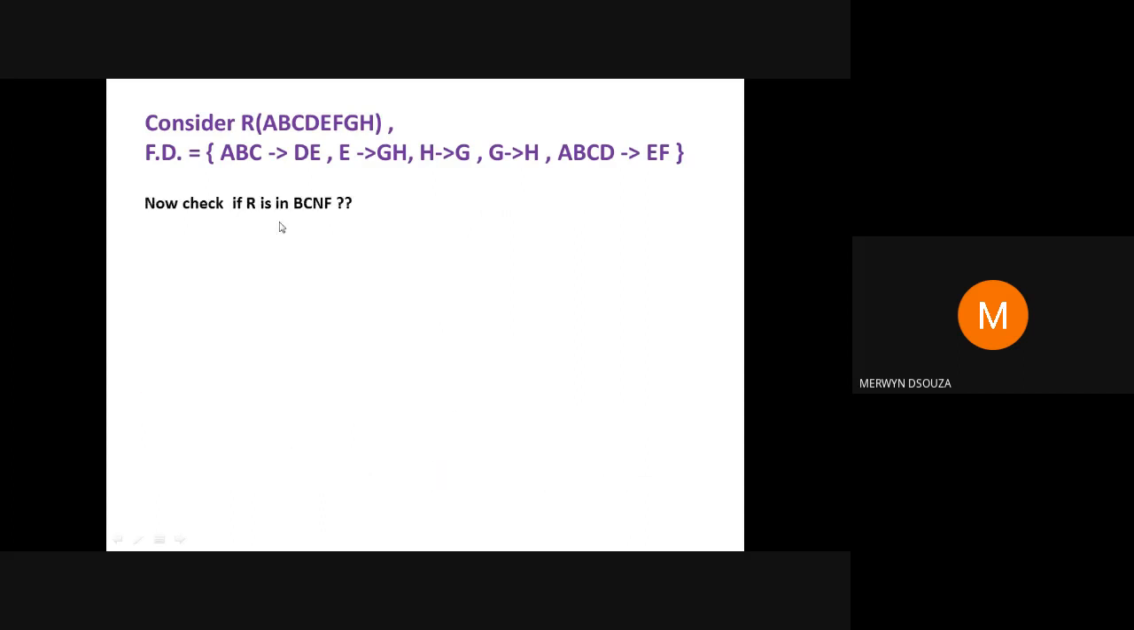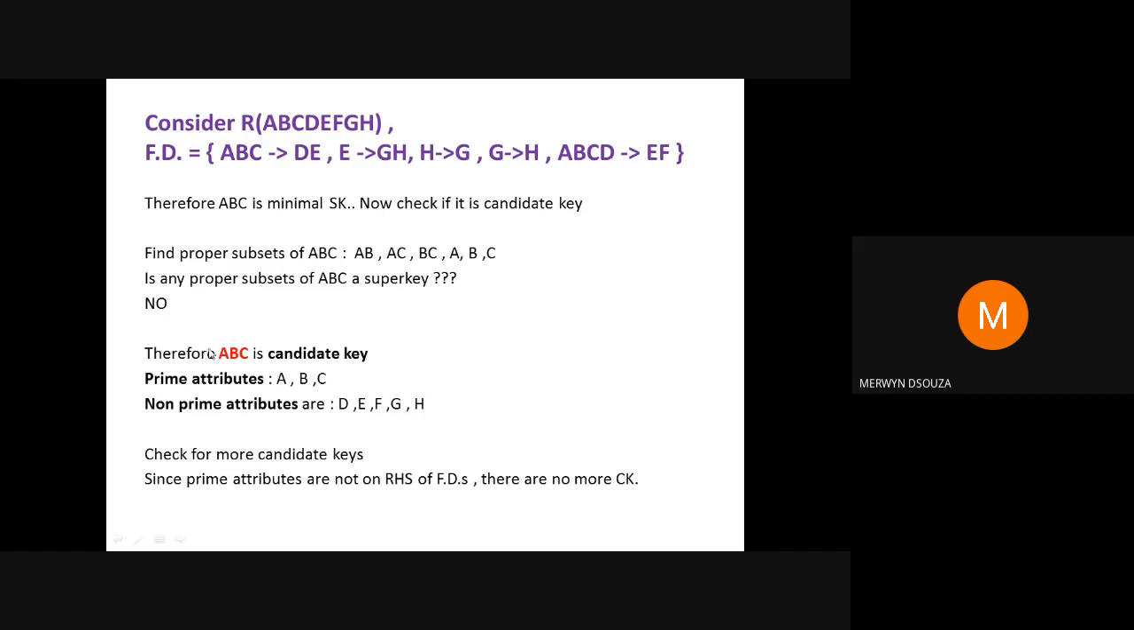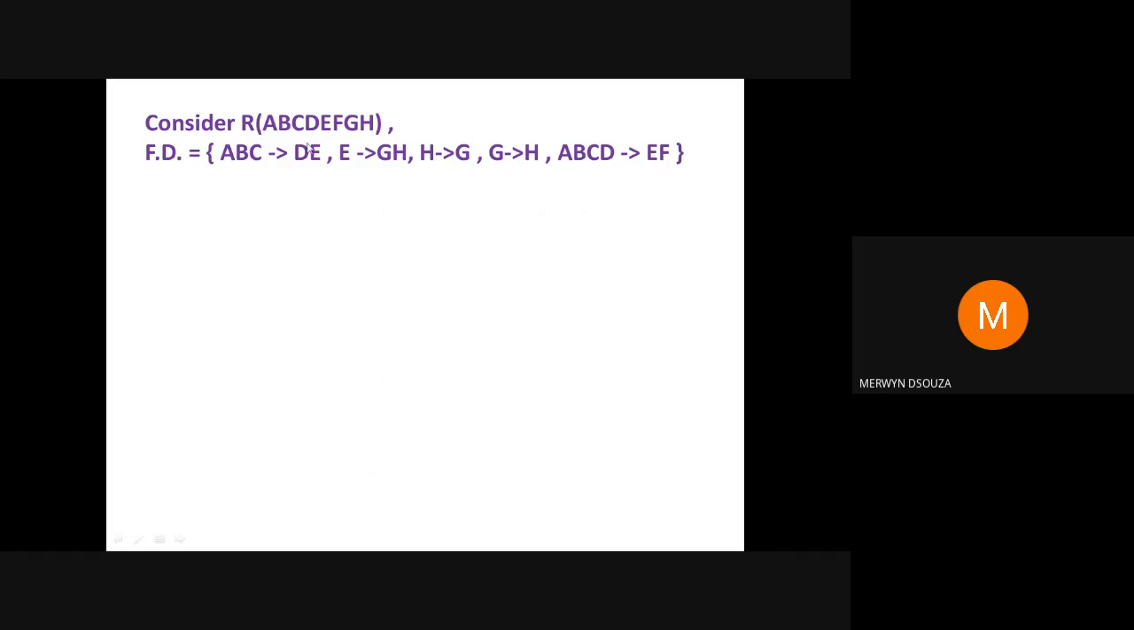So now let's start checking. Once we have found the candidate key, the prime attributes and the non-prime attributes, you can note this down and keep it. Then you can start checking which normal form it is in. I'm starting from the highest normal form that we have, BCNF.